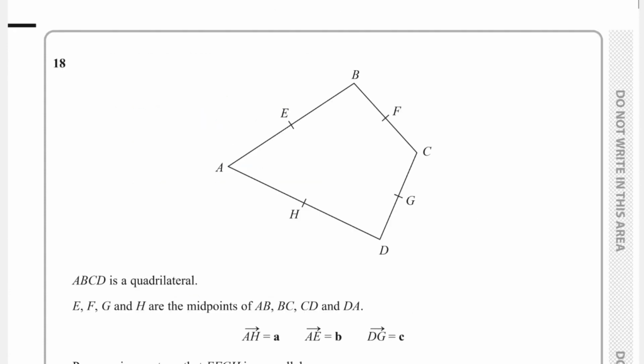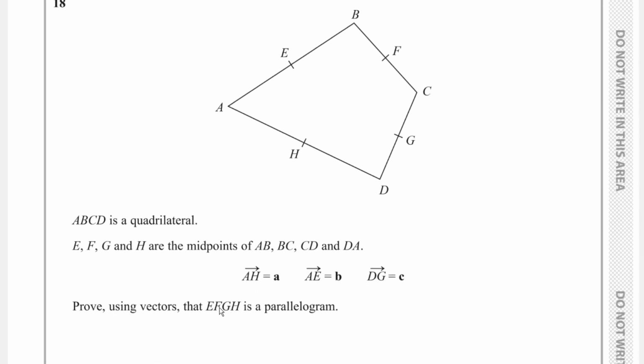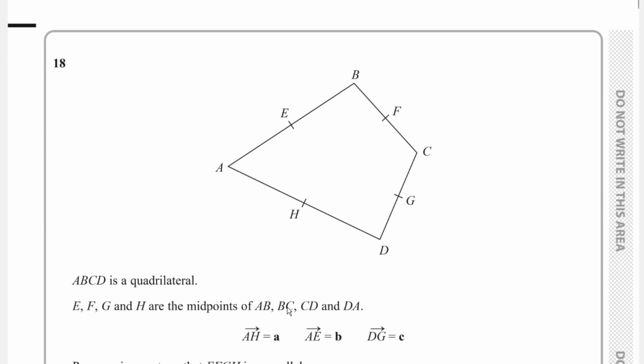Question number 18. ABCD is a quadrilateral. E, F, G and H are the midpoints of AB, BC, CD and DA. AH is equal to a, AE is equal to b and DG is equal to c. Prove using vectors that EFGH is a parallelogram.